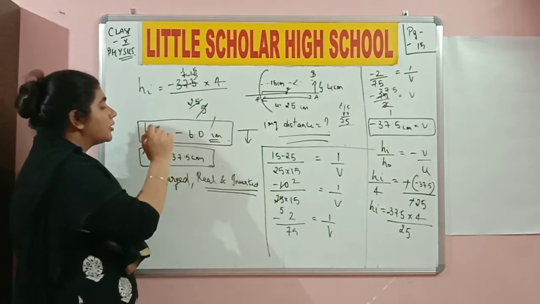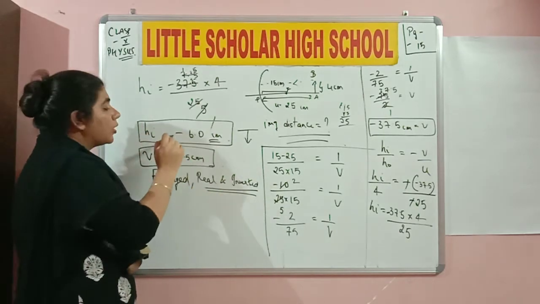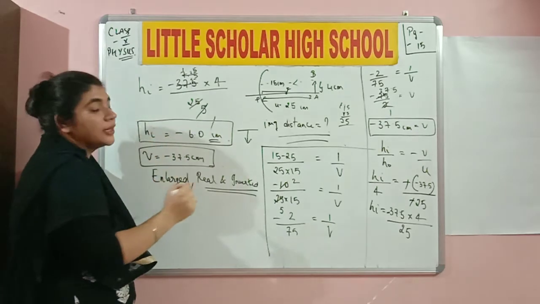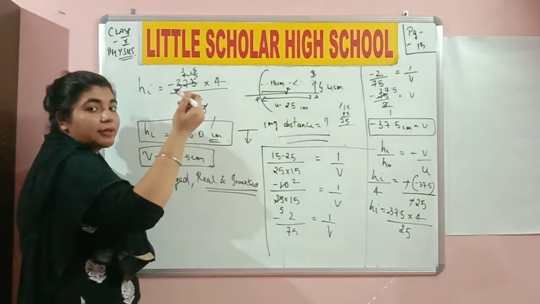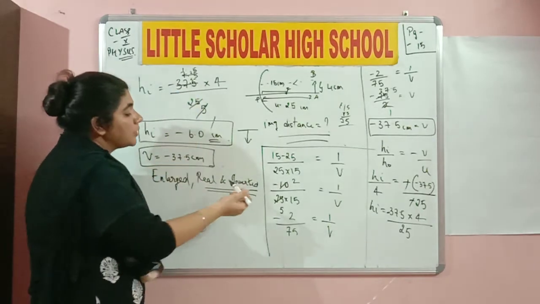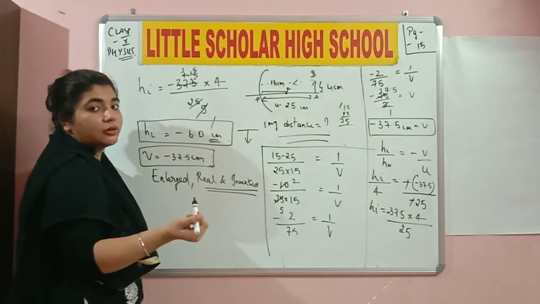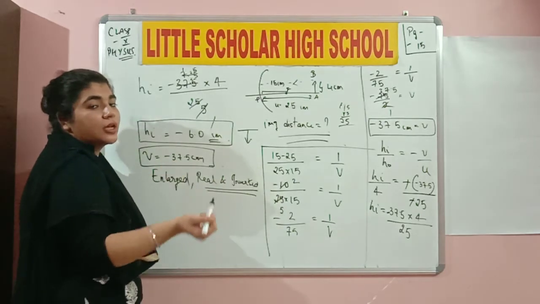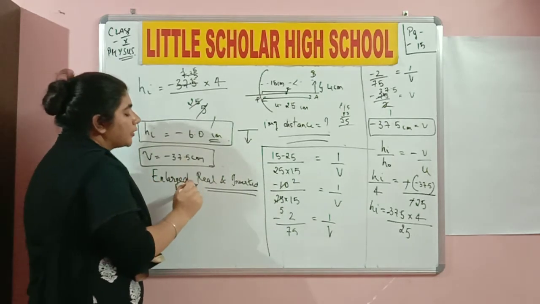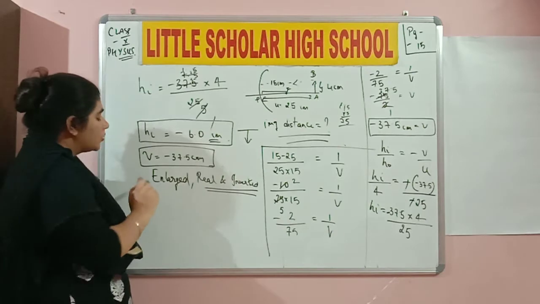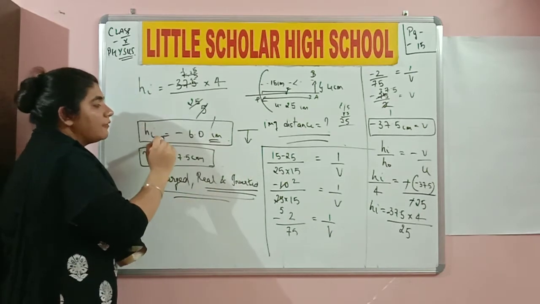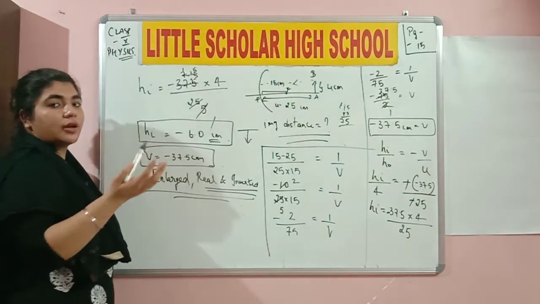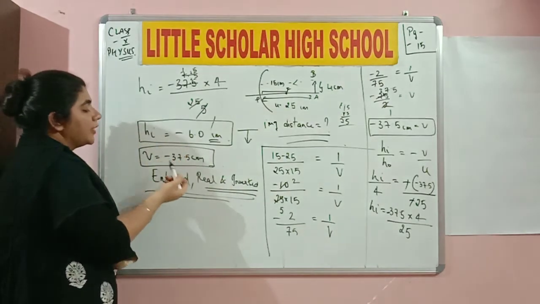If it was plus 6 centimeters, it would be enlarged, erect and virtual. But what is it? It is minus 6 centimeters. What does minus represent for hi? This means the image is formed below the principal axis. If the image is formed below the principal axis, this means it is inverted. What are inverted images? Real images, class. So what does the minus show? That the image is real and inverted. So these are the characteristics we have jotted down by observing the resultant height and the image distances that we found over here.